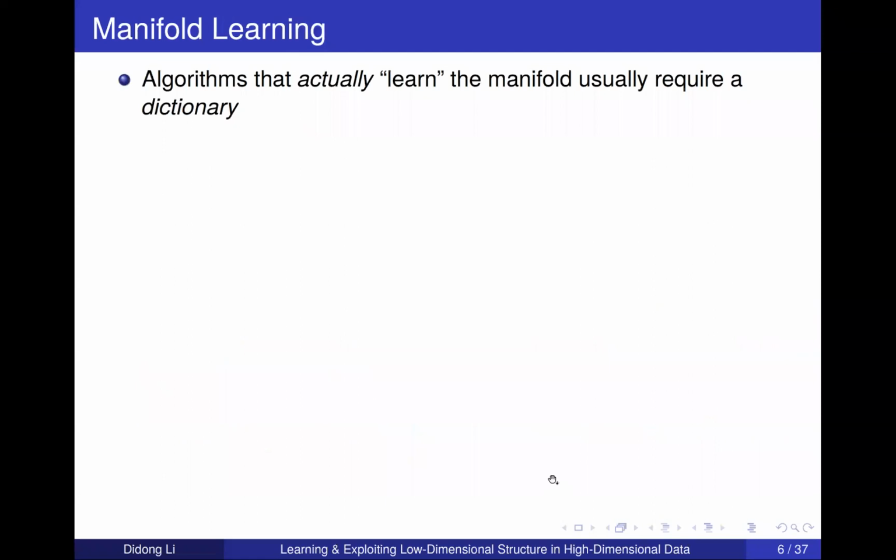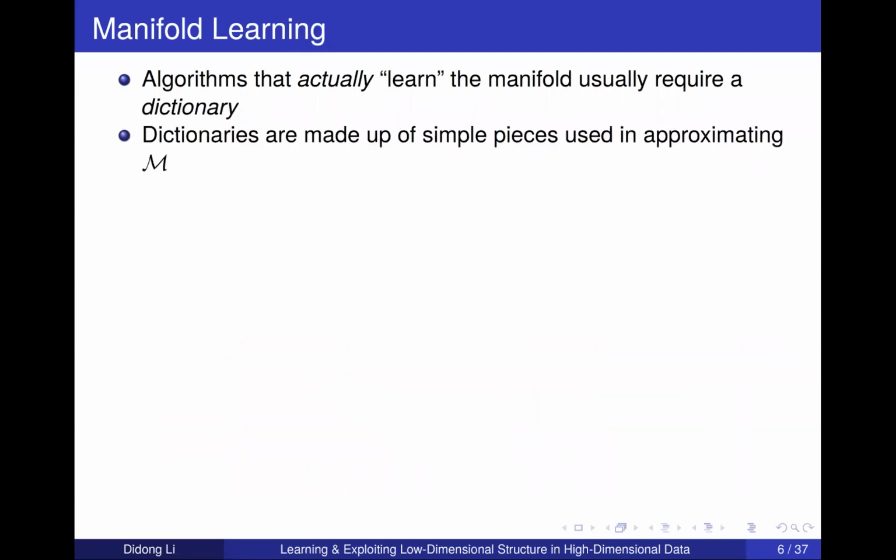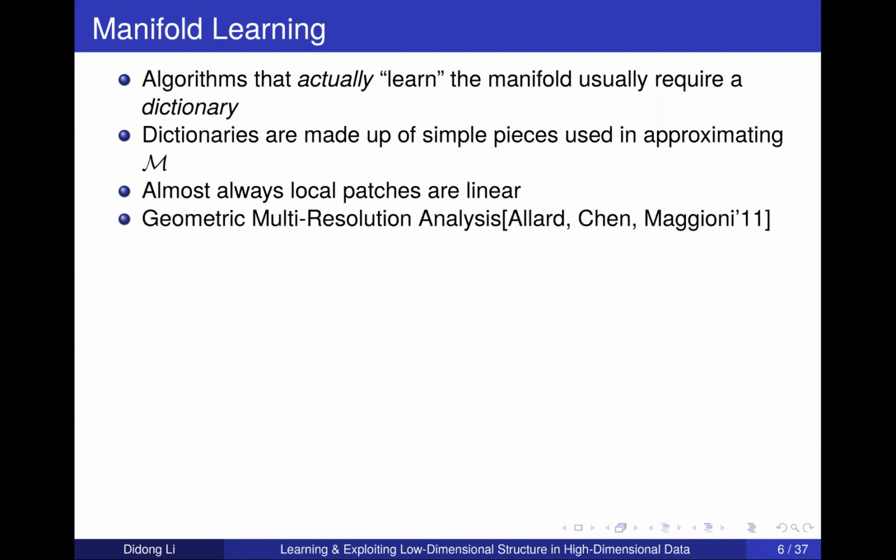To learn this M hat, we need some dictionary. Dictionaries are made up of simple pieces used in approximating X. And almost always these local patches are linear. For example, there is a state-of-the-art algorithm called geometric multi-resolution analysis, which is a locally linear method. The idea is as follows. First we split the space into a lot of local pieces, and in each local piece we apply PCA.